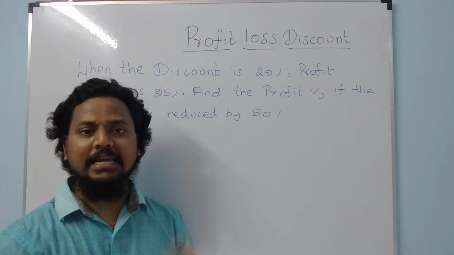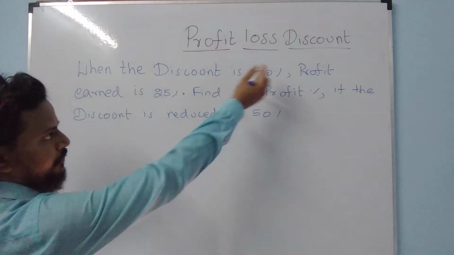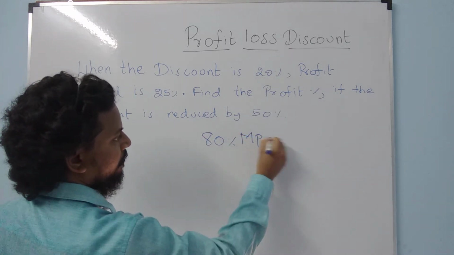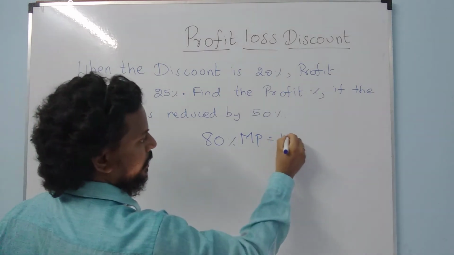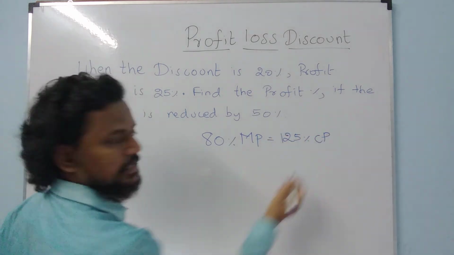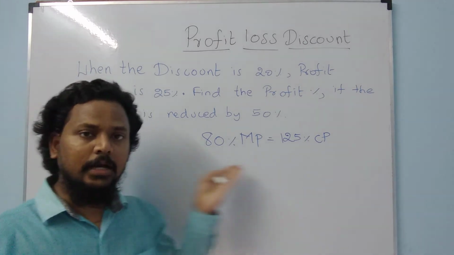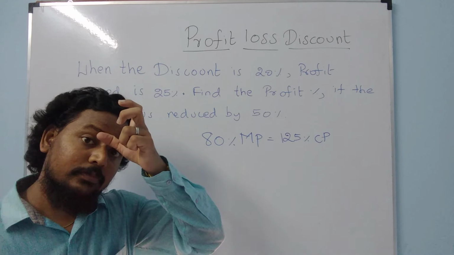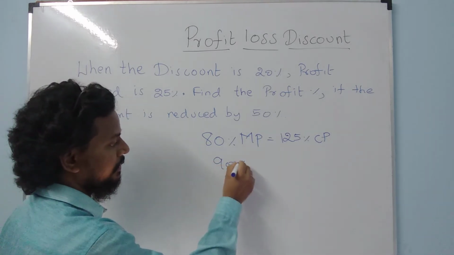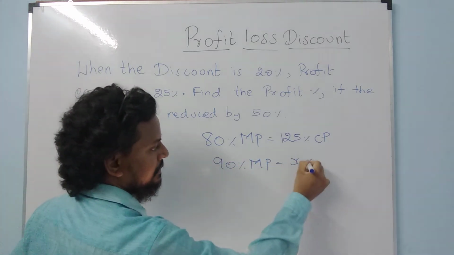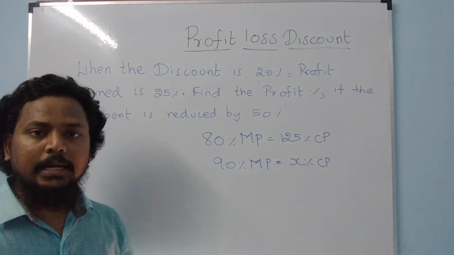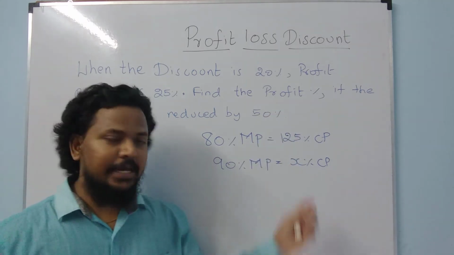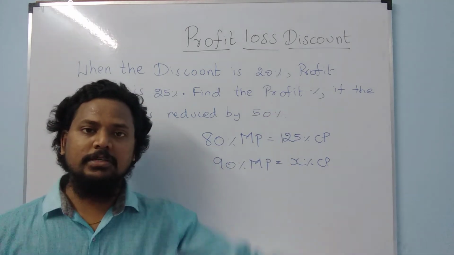We need to calculate the second case profit. Simple. First discount is 20%, so it is 80% of MP. First profit is 25%, so it is 125% of CP. That is the way you have to connect discount with profit directly. Next, second case is 10% discount. So 90% of MP is equal to, let's say, X percent of CP. Remember, my X value will be more than 100 because it is a profit. Suppose my X value is 140, then my answer is 40% profit.